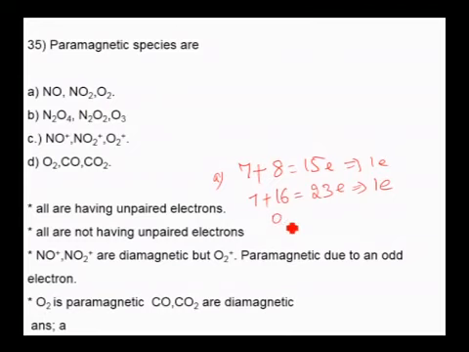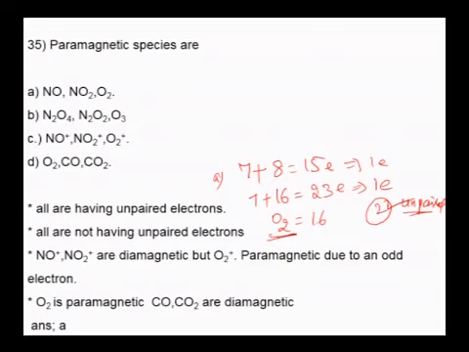So, oxygen has 16 electrons, yet 2 electrons are unpaired. This can be known by drawing the molecular energy level diagram. When the molecular energy level diagram is drawn, dioxygen has 2 unpaired electrons. Hence this option is correct.